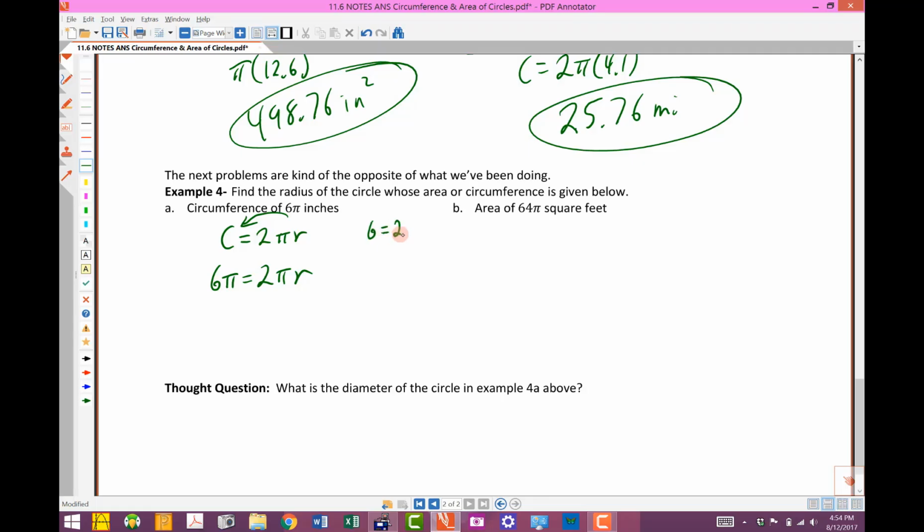Let's say it was 6 equals 2 times x. Everybody here would know what to do to solve that. We're going to divide by 2. Well, we don't want to just get rid of the 2, we want to get rid of the pi also. So we're going to divide both sides by 2 and by pi. The 2's cancel, the pi's cancel.